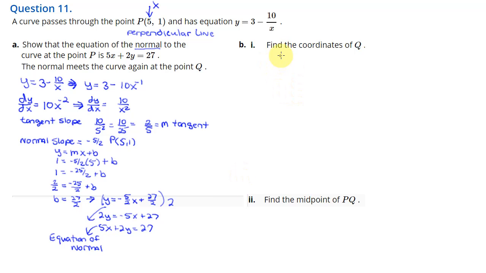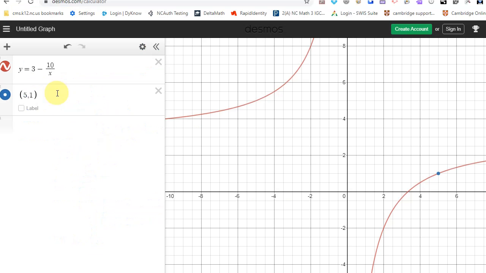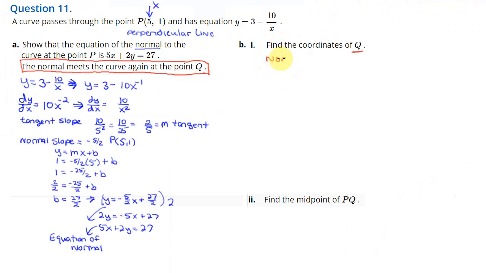Now in part B, they want us to find the coordinates of point Q. Q is where the normal meets the curve again. So our perpendicular line goes through the point on the lower part of the graph, and then it's going to go to the upper part of the graph and touch another point. That's point Q. That's the point we've got to find. So let's get to it.